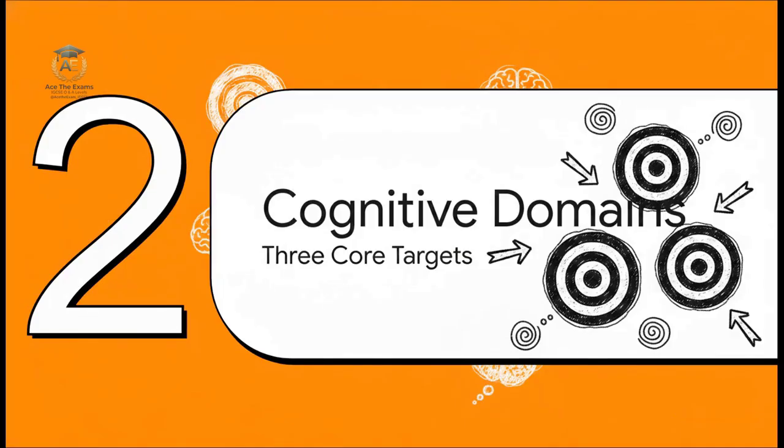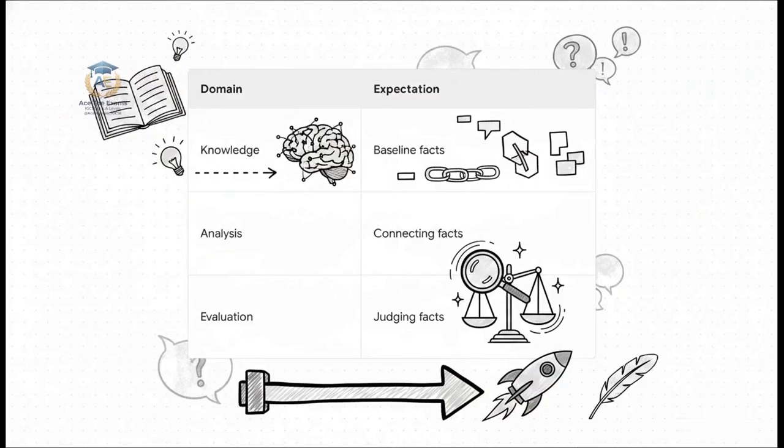Section 2. 3 core cognitive domains. When the examiner looks at your paper, they aren't just giving you a general vibe check. They are hunting for 3 distinct mental targets known as assessment objectives. Those domains are knowledge and understanding, analysis, and evaluation. Successful candidates must demonstrate competence across all 3 simultaneously.